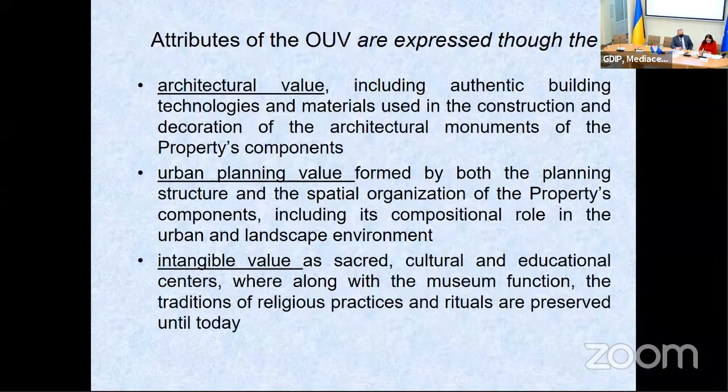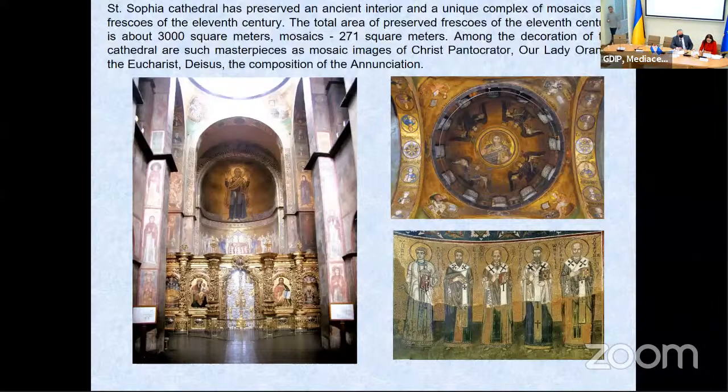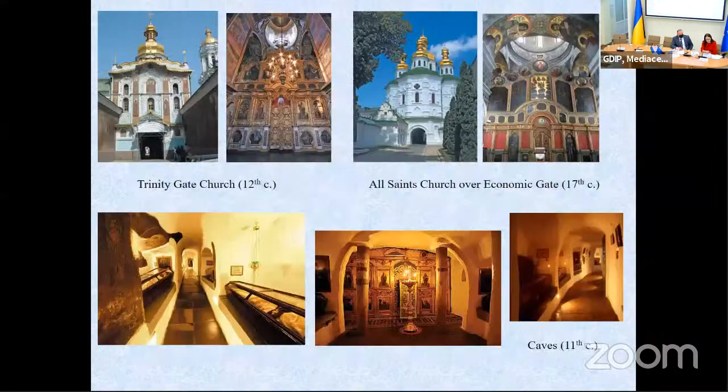The OUV of the property inscribed in the World Heritage List under 4 criteria is expressed through the tangible and intangible attributes. They comprise its architectural value, including authentic building technologies and materials used in the construction and decoration of the architectural monuments of the property's components. Urban planning value formed by both the planning structure and the spatial organization of the property's components, including its compositional role in the urban and landscape environment. In addition, the OUV of the property is expressed through their intangible value as sacred cultural and educational centers, where along with the museum function, the traditions of religious practices and rituals are preserved until today.